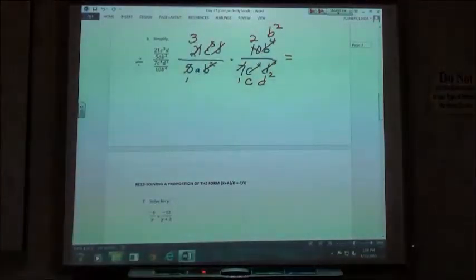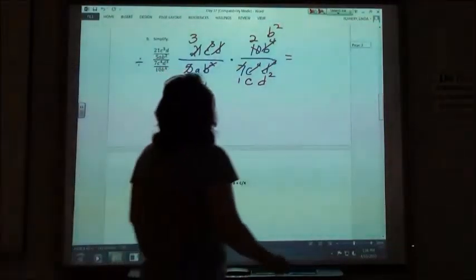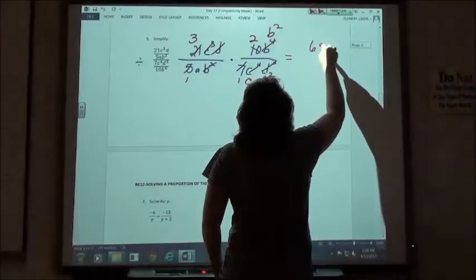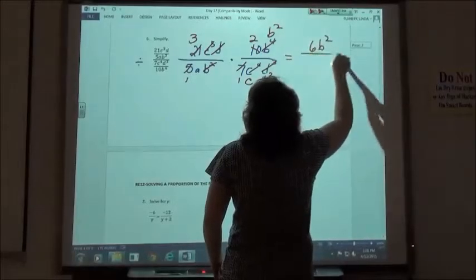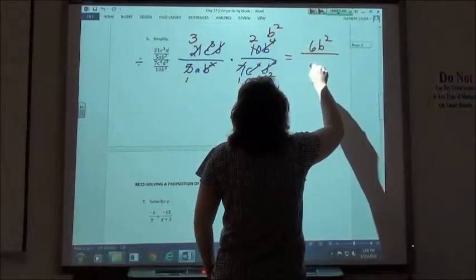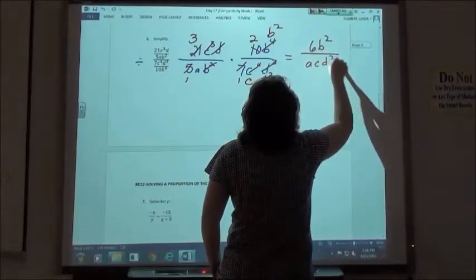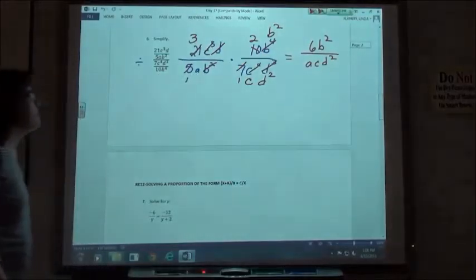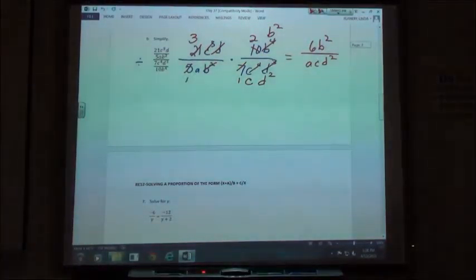So on the top I'm going to have 6b squared, and on the bottom 1, or just c, or no, a, c, b squared. a, c, and d squared are all left on the bottom. All right.